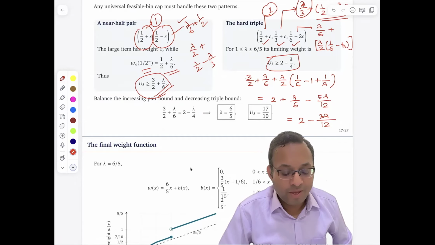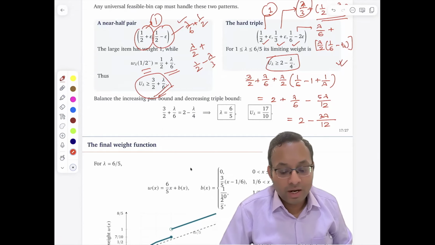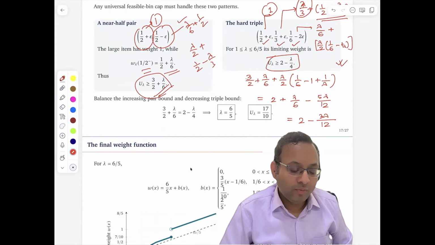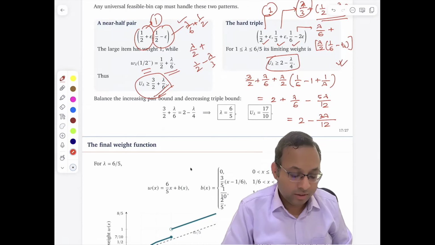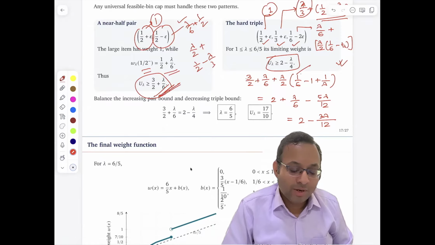So intuitively, if we make lambda smaller, then the weight becomes larger in this case, because the items start getting bonus for much smaller values. So 1/6 gets more bonus, and 1/3 gets more bonus, and that creates a problem. On the other hand, if we make lambda too large, then the slope is high, and then half minus epsilon gets more bonus, and then also it's a problem. So higher lambda means more value here, lower lambda means more value here.